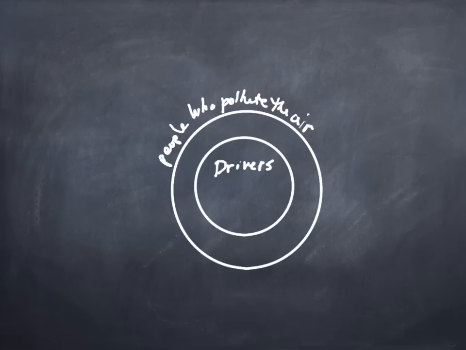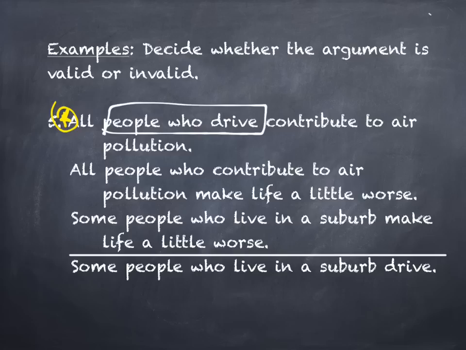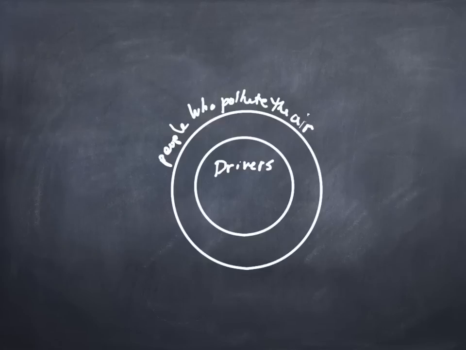Okay, so that's the first sentence. We've got it written and we've got it drawn and it's awesome, and then we're going to go back and look at the second one. The second one says, all people who contribute to air pollution make life a little worse. We're going to need a bigger circle. Where's that bigger circle going to go, Leah? It's going to go around the circle that shows people who contribute to air pollution.